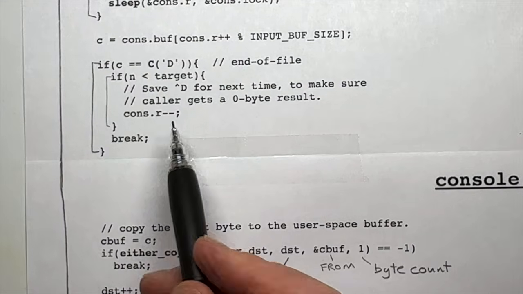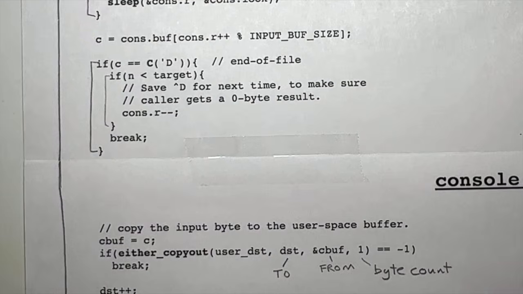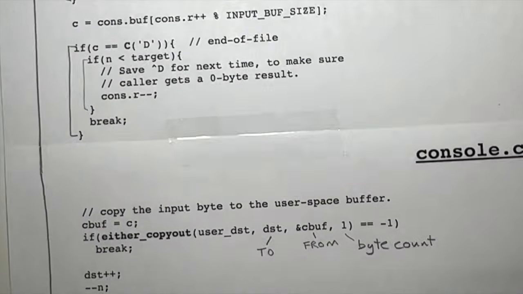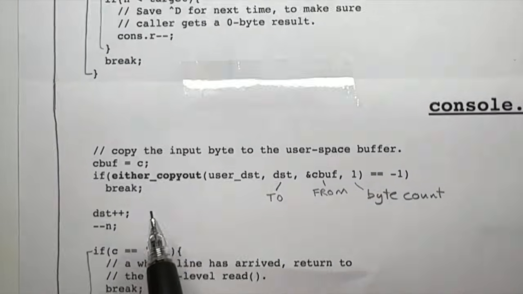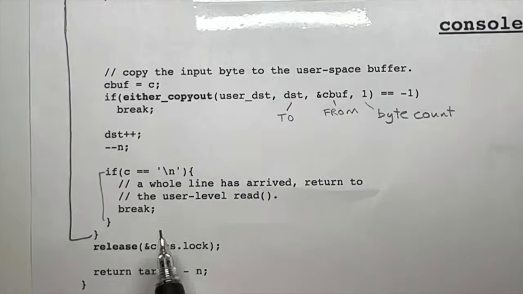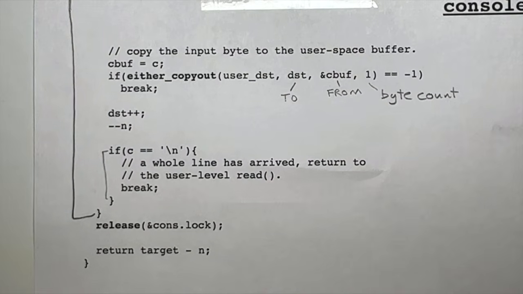The other case is that the user has typed control D without first typing anything else. In that case, we want to return 0, which will indicate the end of file to the user process. So if on entry to this function, R points to the control D, then on the first loop iteration, we'll see the control D. We haven't yet decremented n, so n still equals target. So R is advanced, and we don't back it up. We just break and return. We'll let the user know that there was an EOF by returning 0, which happens when we subtract target minus n. And since they're equal, that's 0. After that, the user can continue to enter more lines, and these will be processed as normal.